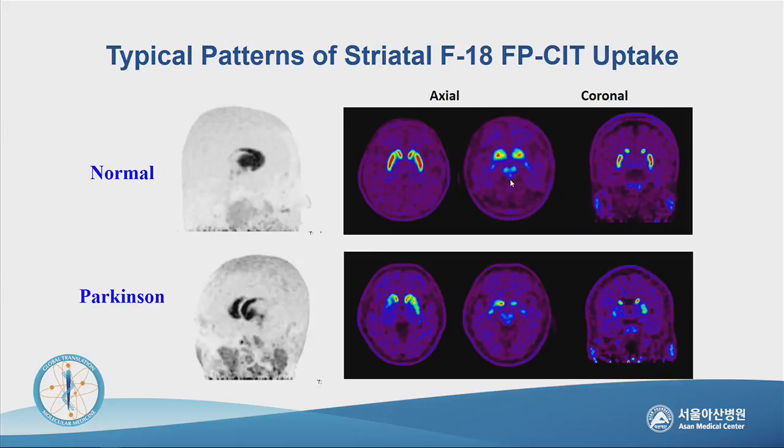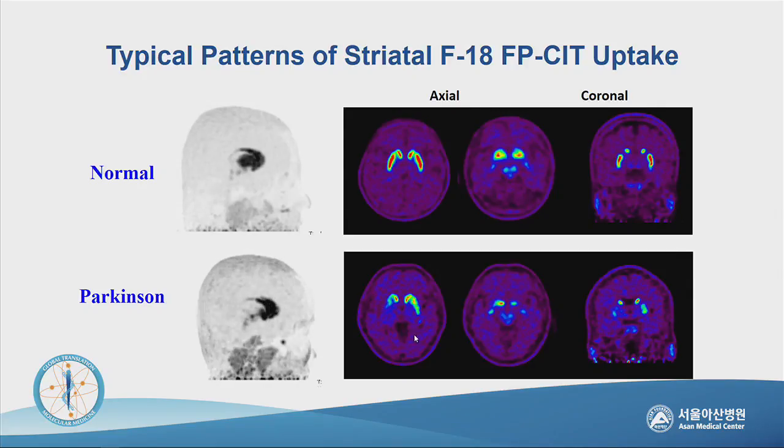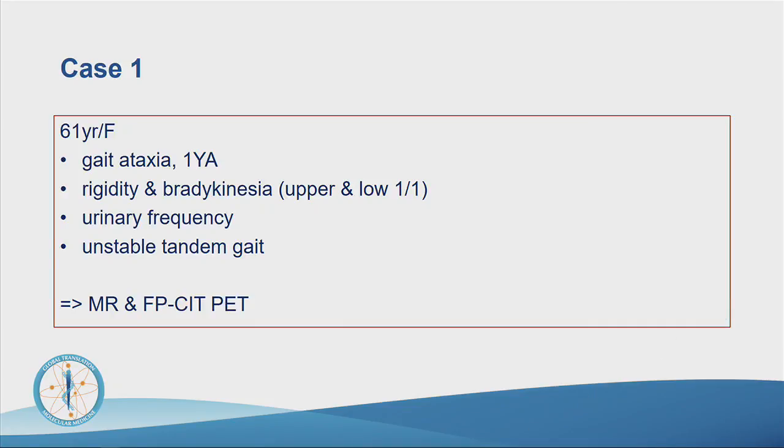In Parkinson's disease, you can see asymmetric reduction of the posterior putamen in the axial and coronal images. You can see the right side reduction, especially in the dorsal part of the putamen. It's a typical usual PD pattern. Okay, let me start my first case.